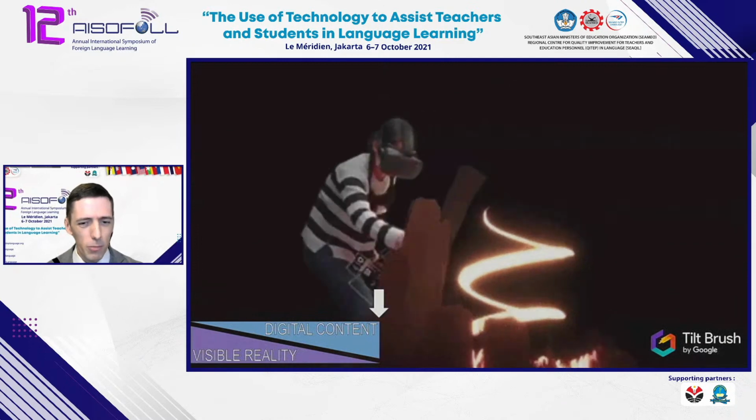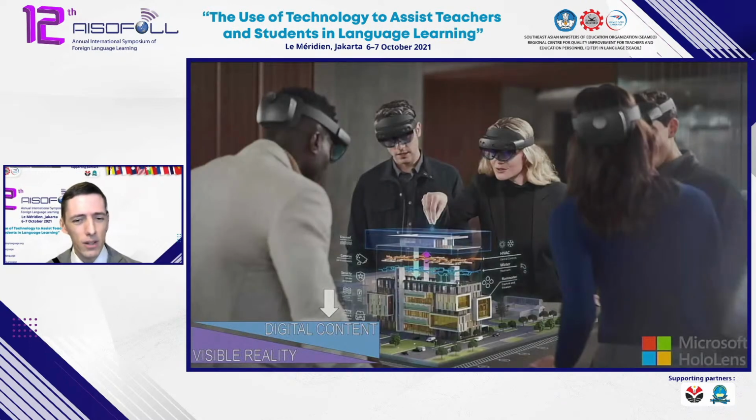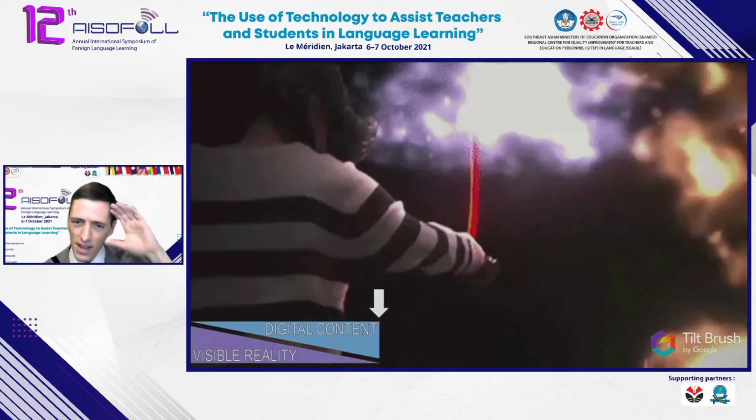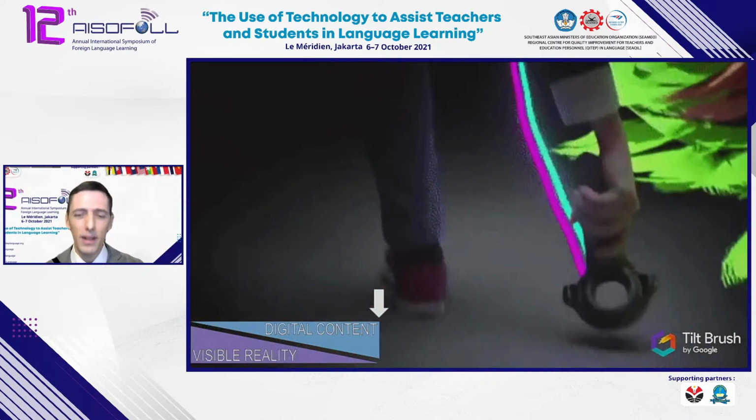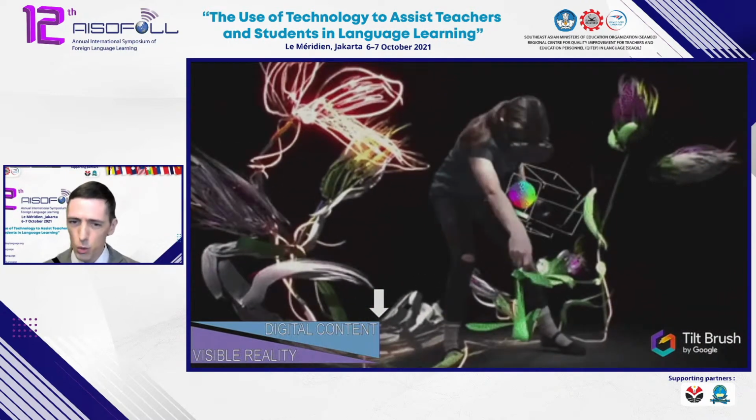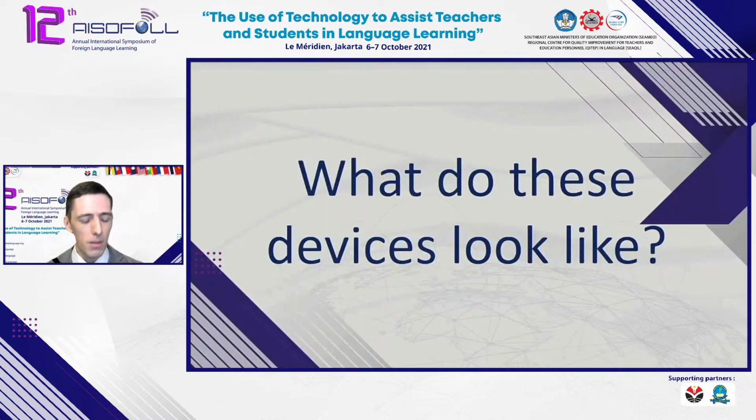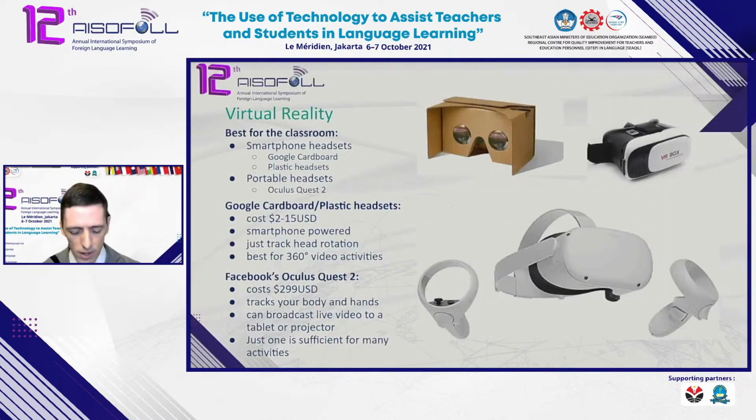So basically speaking, augmented reality is the mixing of the real world with 3D content and can be viewed through a smartphone or through a headset. And virtual reality, which needs a headset, is the complete replacement of reality with a virtual world. Okay, so let's take a quick look at what these devices actually look like. Basically, when it comes to virtual reality and for our use as language teachers, there are 2 form factors that we want to look at.